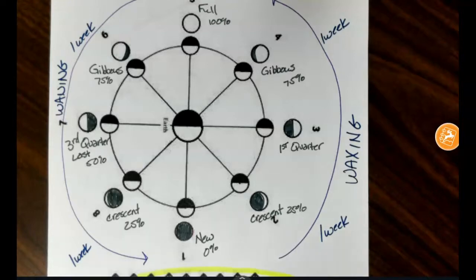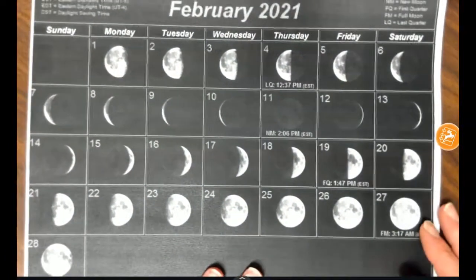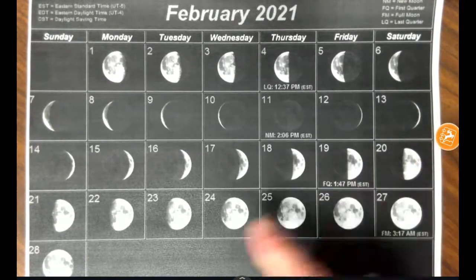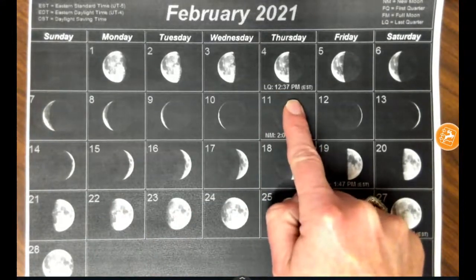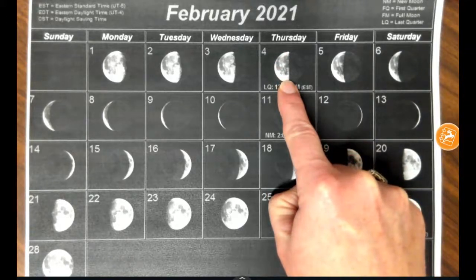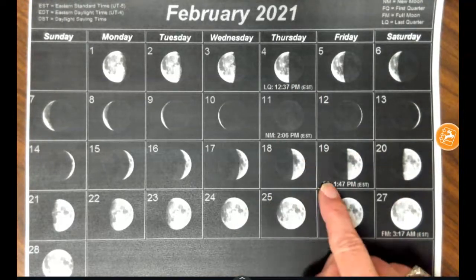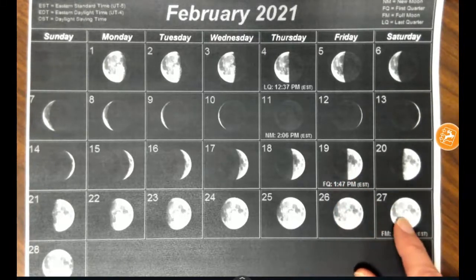So let's take a look at a calendar and see what that looks like. So this is the calendar for the month of February. So if we take a look, we have different objects here. If we find the new moon, the new moon is on February 11th. About a week before the new moon, we have the third quarter. You notice it's dark on the right. Just after that, a week and a day, we're back to the first quarter. A week and a day, we are at a new moon.